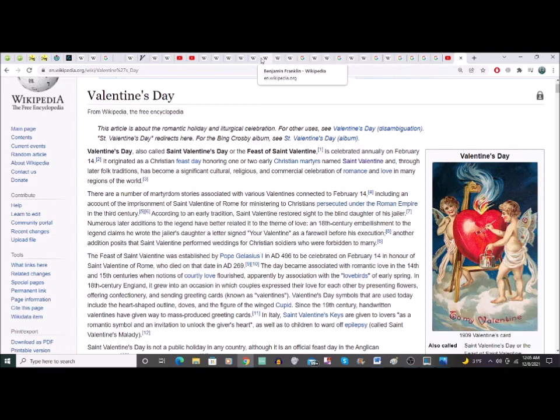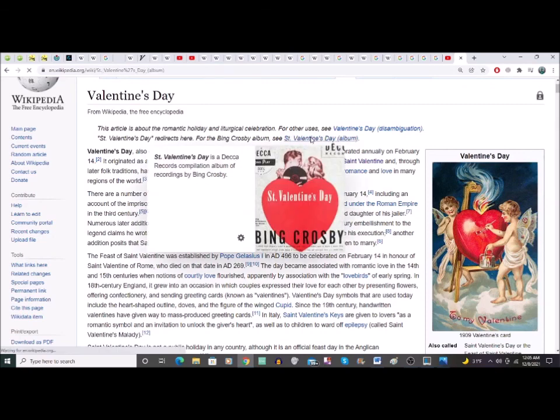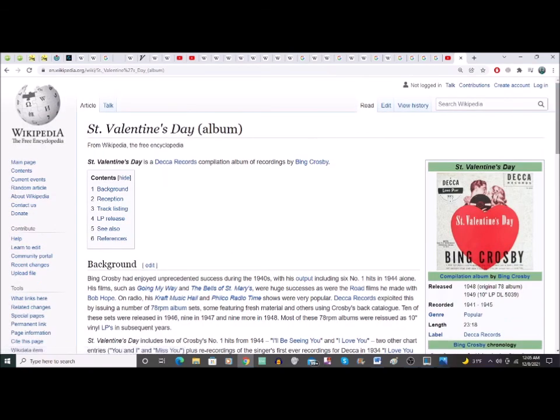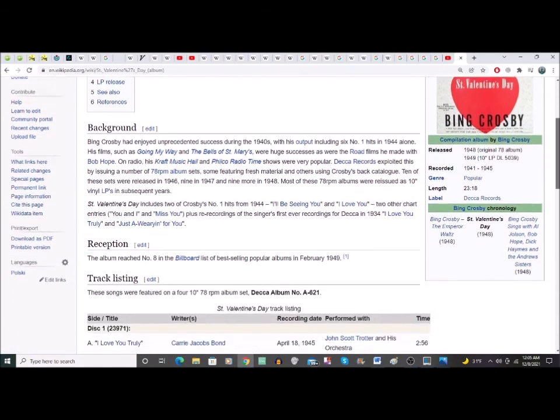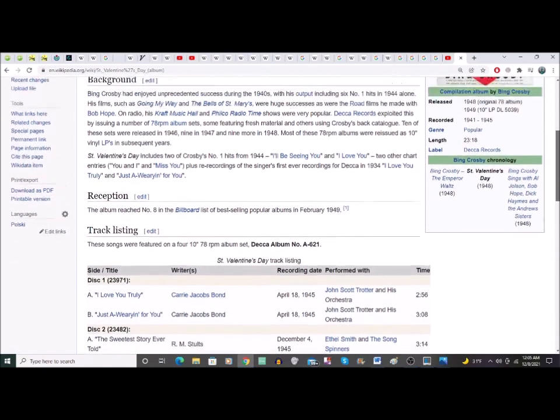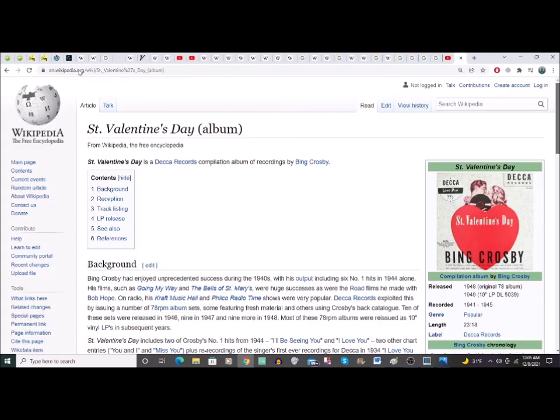The only thing I will say is that there's a relic of St. Valentine's. It's basically his skull, and it kind of reminded me of the David Bowie thing. I don't see it anywhere. St. Valentine's Day. What's this here? Oh, it's a recording. I don't want that. Bing Crosby. Nice.